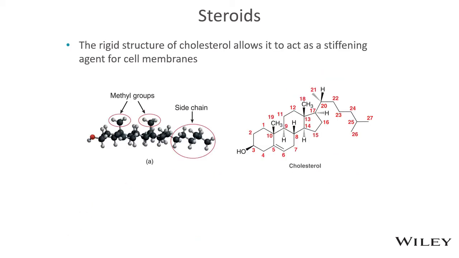So cholesterol is an example of a steroid. Now, cholesterol is rigid and it allows it to act as a stiffening agent for cell membranes, so it is very important to biological systems. So this is our structure of cholesterol, and this is it drawn out in the atoms and bonds. Now I want to point out 2 methyl groups, and these are the methyl groups between rings A and B and rings C and D. These are known as the angular methyl groups.